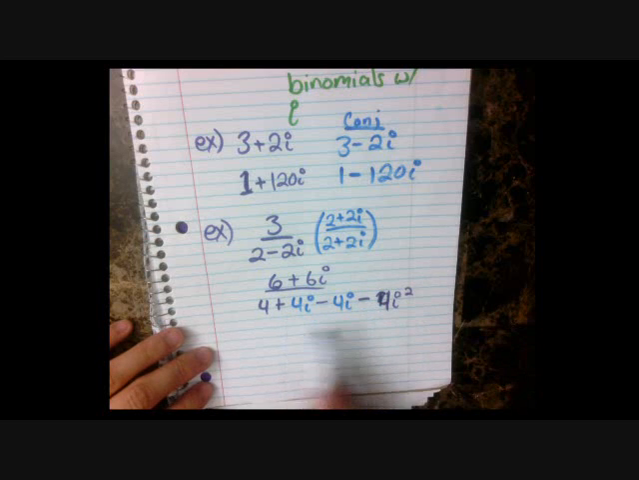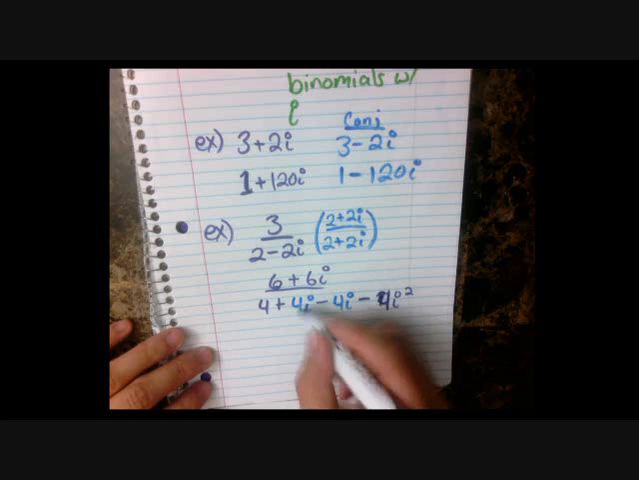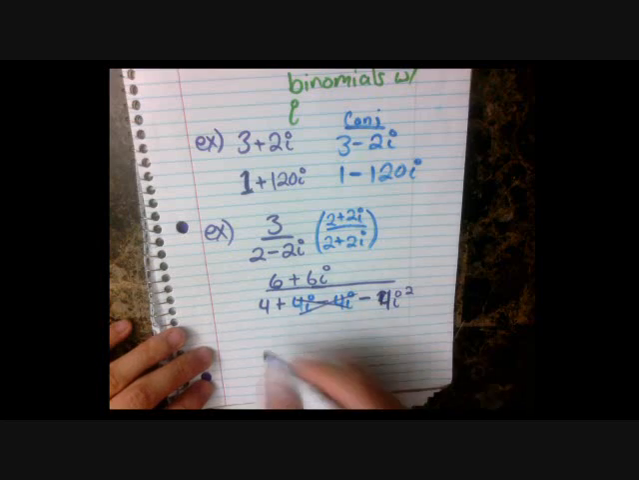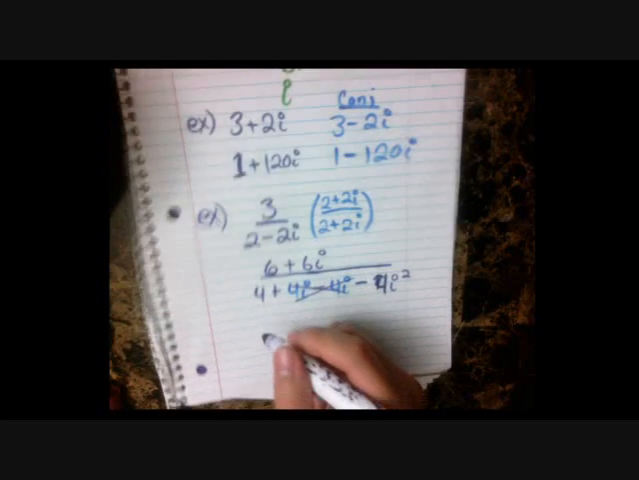What is positive 4i minus 4i? Positive 4i minus 4i is 0. So they actually cancel each other out here. I told you guys the outer and inner terms would cancel out. So our next part of the problem just looks like this.